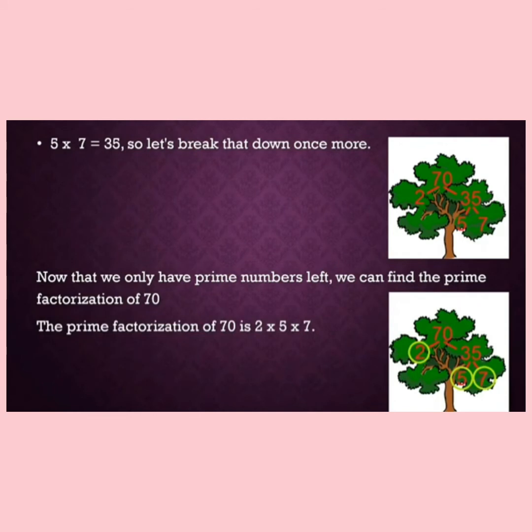But how do we know this is correct? You can always check your work in maths. Simply multiply your factors to be sure that they result in your original value. 2 into 5 is 10, 10 into 7 is 70. So, good job. The prime factorization is correct.